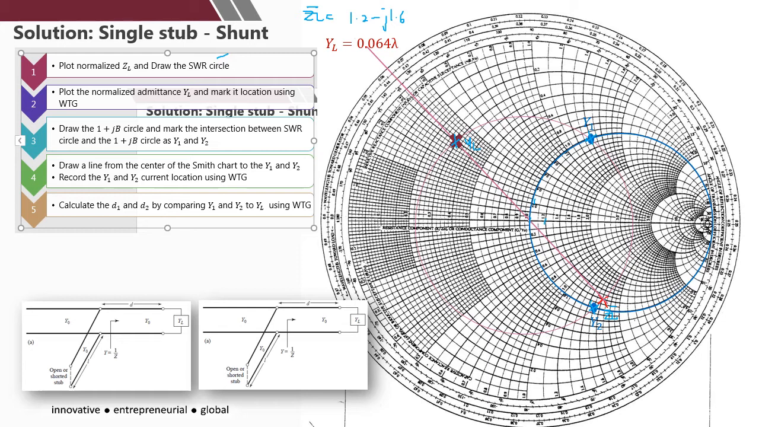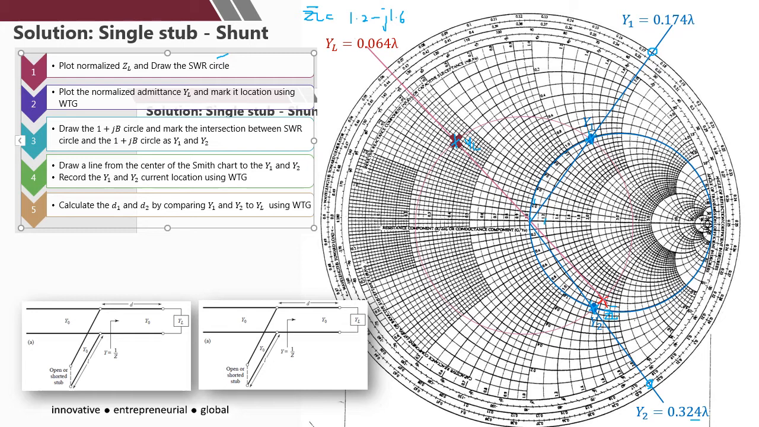And then draw the line from the center of the Smith chart to Y1 and Y2 and record the current location using WTG. So for Y1, you get 0.174, and then Y2 from the center, it's 0.324. Okay, at this point there's something mismatched a bit, maybe 0.323 to 0.3.